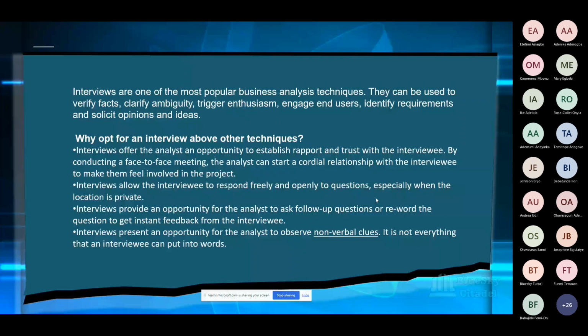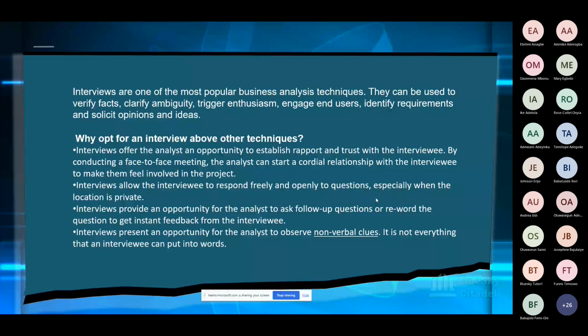So if you have a large project with so many stakeholders, definitely I would advise you not to go for face-to-face interviews because it's going to be time consuming, exhausting for you and exhausting for your stakeholders. So you should opt for the workshop technique, which means you gather a lot of stakeholders in a room and then gather your requirements.